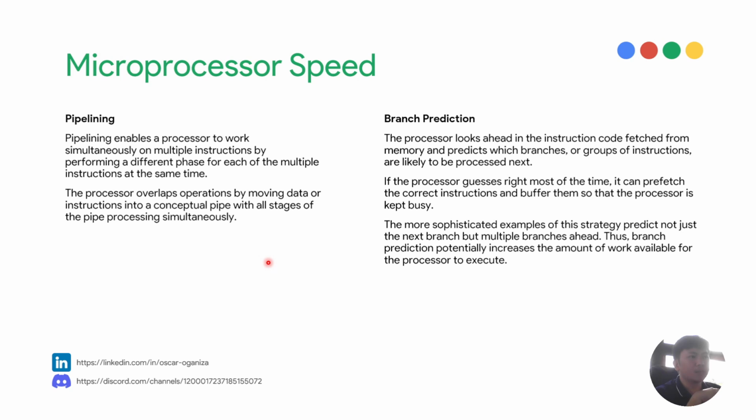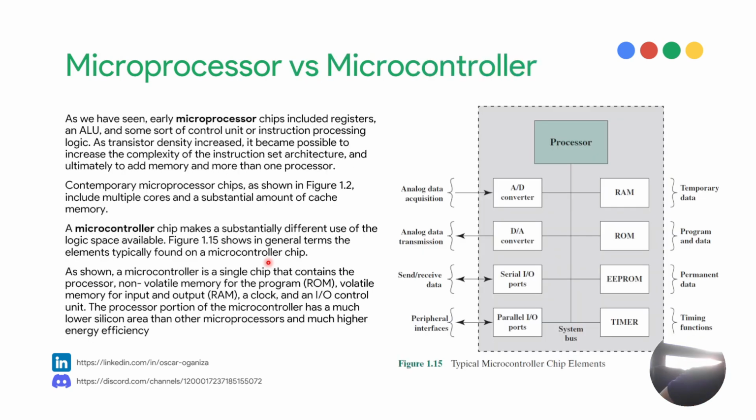Okay, so let us discuss the difference between microprocessor and microcontroller. When we say microprocessor, meron siyang registers, meron siyang ALU, and meron siyang control unit. Yung microcontroller, kompleto na siya. Yung microprocessor kasi, ang meron lang siya dyan is yung control unit and ALU. Nagpa-process lang siya ng instruction.